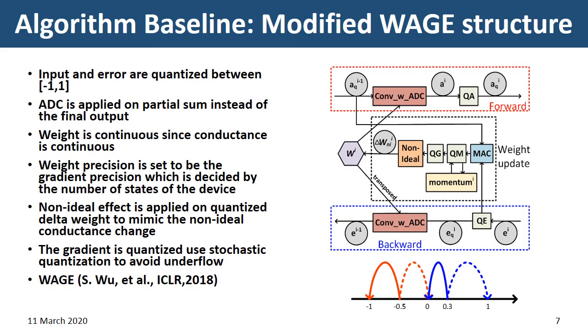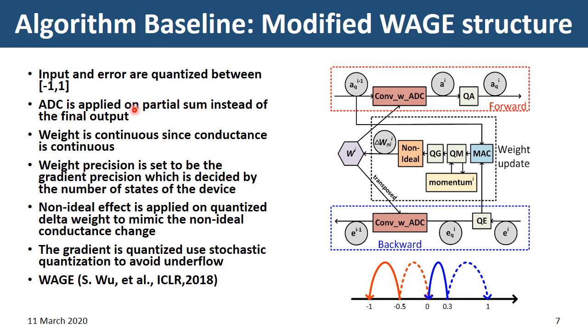So in this work, we are trying to identify the key challenges and then propose possible mitigation strategies to improve the training performance. Here we use an algorithm baseline based on this modified WAGE structure. So what is WAGE? WAGE is an algorithm proposed by the authors in this paper. WAGE stands for the quantization of the weight, activation, gradient, and error. Basically all the computation steps during the training are quantized in this WAGE algorithm.